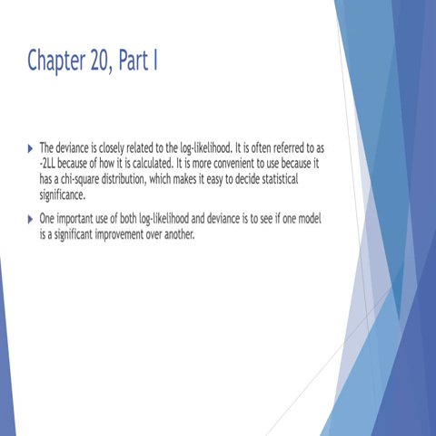One important use of both log likelihood and deviance is to see if one model is a significant improvement over another. So we use the log likelihood or deviance statistics not only to tell us if we've got a good model, that is, whether all of our predictors together do a good job of predicting our outcome, our dependent variable, but it's also useful in that you can look at the change in the log likelihood or the change in the deviance after you've added an extra predictor to your model, or maybe a couple of predictors.